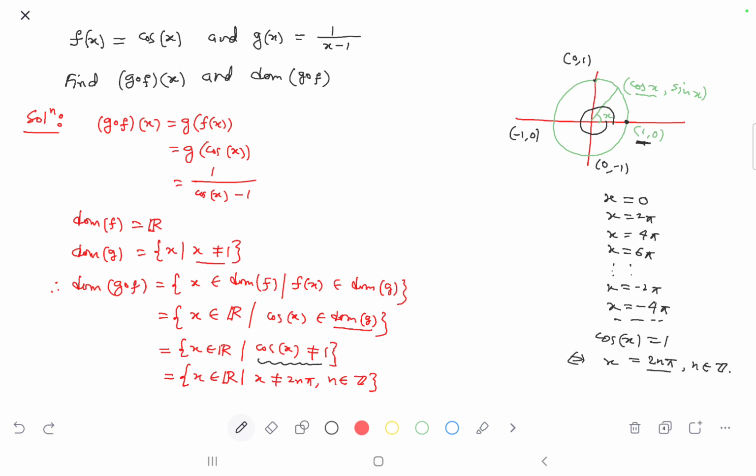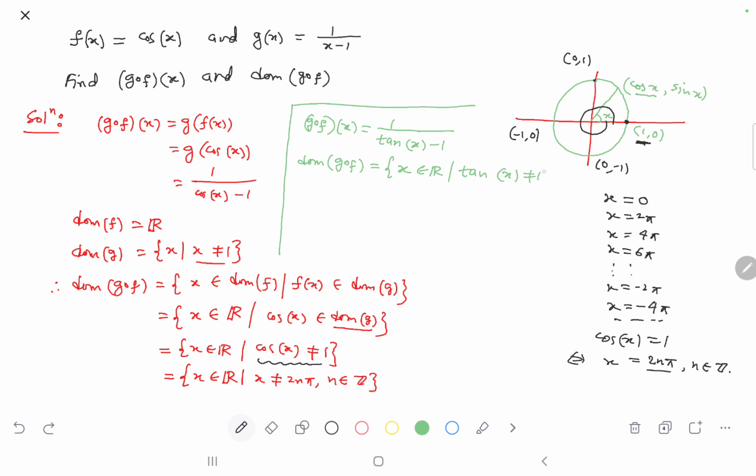Yeah. Okay. Now, if I give you tangent x instead of cosine x, how would you do this question? So let me do it. Let g composition f be such that we get 1 over tangent x minus 1, right? Okay. So what will the domain of g composition f be? In a similar way, it contains those real numbers for which tangent x is not equal to 1. Is it okay? Yeah. Now we want the values of x for which tangent x is not equal to 1. So first we calculate where tangent x equals 1, then we exclude those x, right? Yeah.